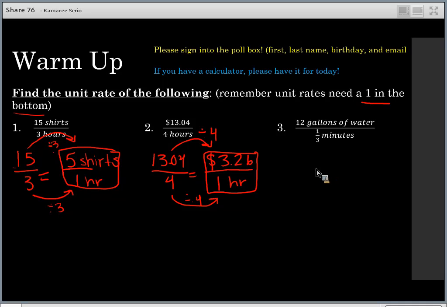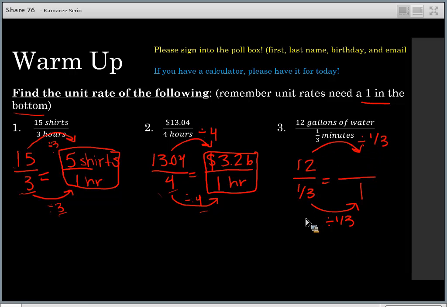Here, this one is different. Okay, I have 12 gallons of water in every 1/3 of a minute. I still want a 1. Okay, so I have 1/3 in the bottom, so I'm going to divide by 1/3. Notice that whatever number I have in my denominator, whenever I'm trying to go from this to 1, I'm always just dividing by itself, right? This is 3 and 3. This is 4 and 4. 1/3 and 1/3. Okay, so you want to divide the top also by 1/3.